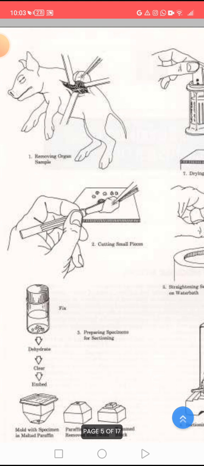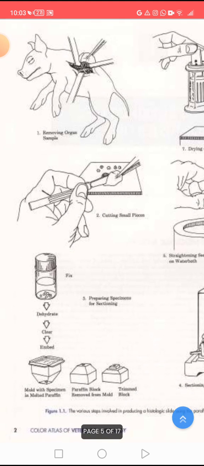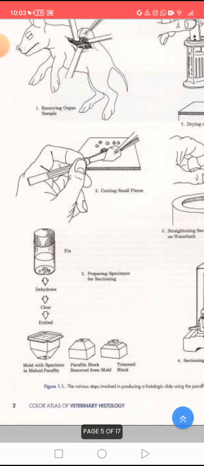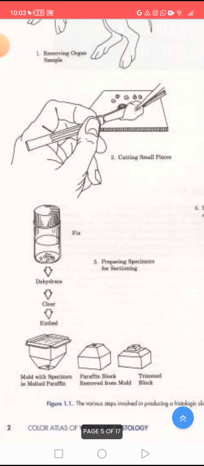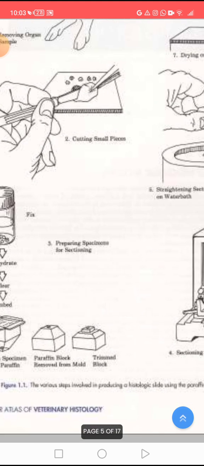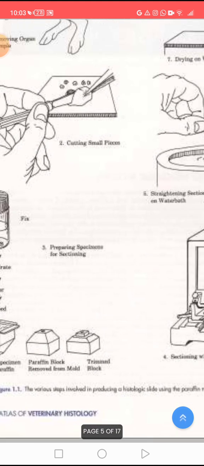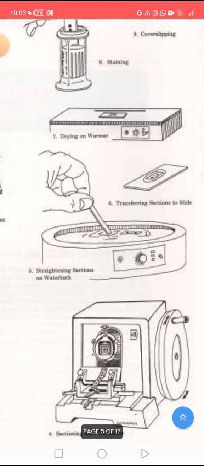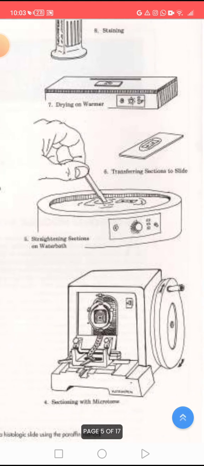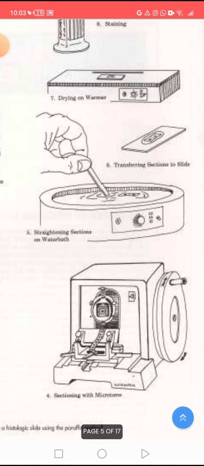We will remove an organ, a piece of an organ, or an organ fully is taken to the lab. It's cut into small pieces, and it's fixed by using formaldehyde. After that, it's dehydrated by alcohol, cleared by xylene, and embedded. After that, it's put in a paraffin block. Paraffin is added, of course. After those steps, sectioning with microtome is done.